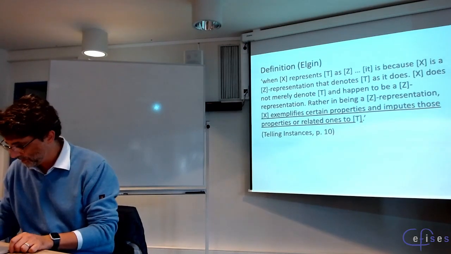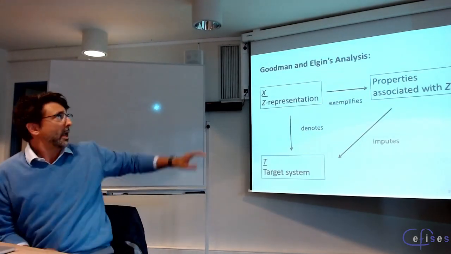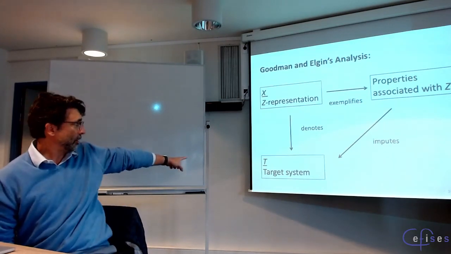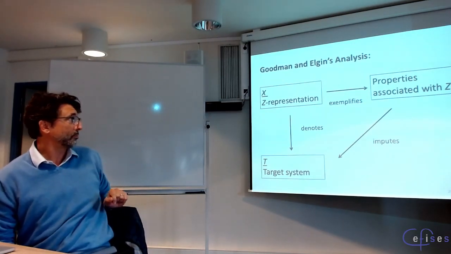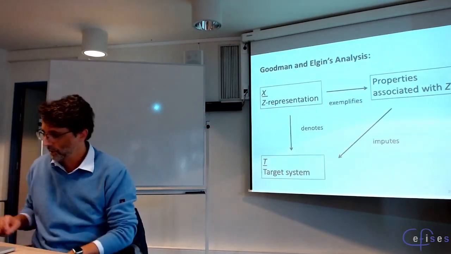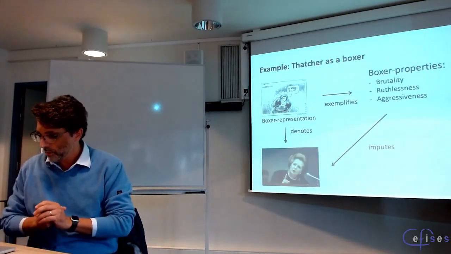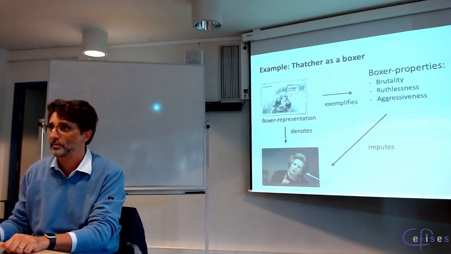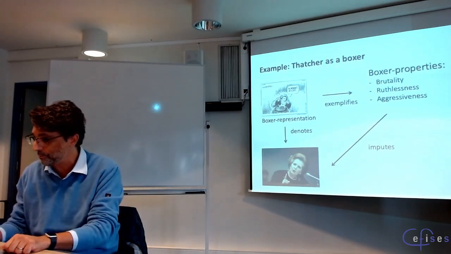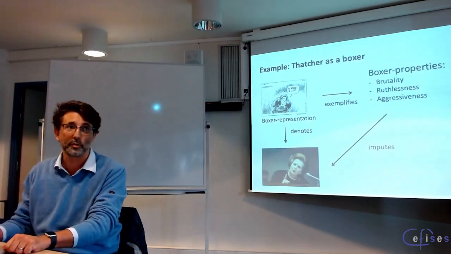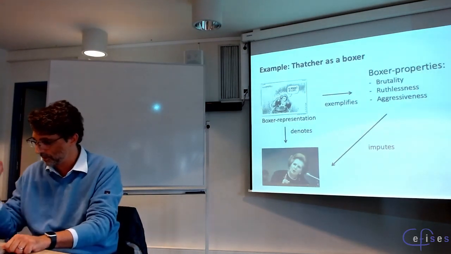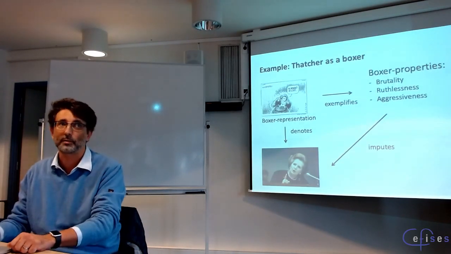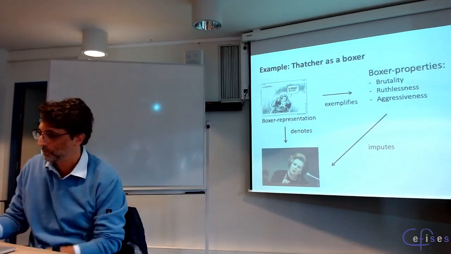And to help us with this, I made a graphical representation of this. So we have X, that's the object that does the representing, and that is also a Z representation that denotes the target system, that exemplifies certain properties associated with Z, and it imputes these on the target system. With the Thatcher caricature, that works as follows. The caricature is a boxer representation. It denotes Margaret Thatcher. It also exemplifies certain properties that one would associate with boxers, like being brutal, being ruthless, being aggressive, something along those lines. And it imputes these to Margaret Thatcher. So that's how representation as on the Goodman and Elgin account works.